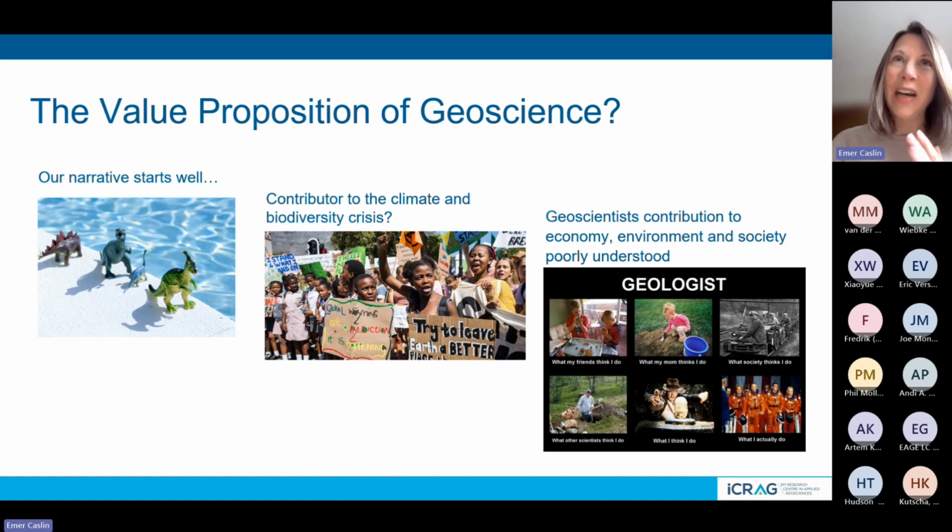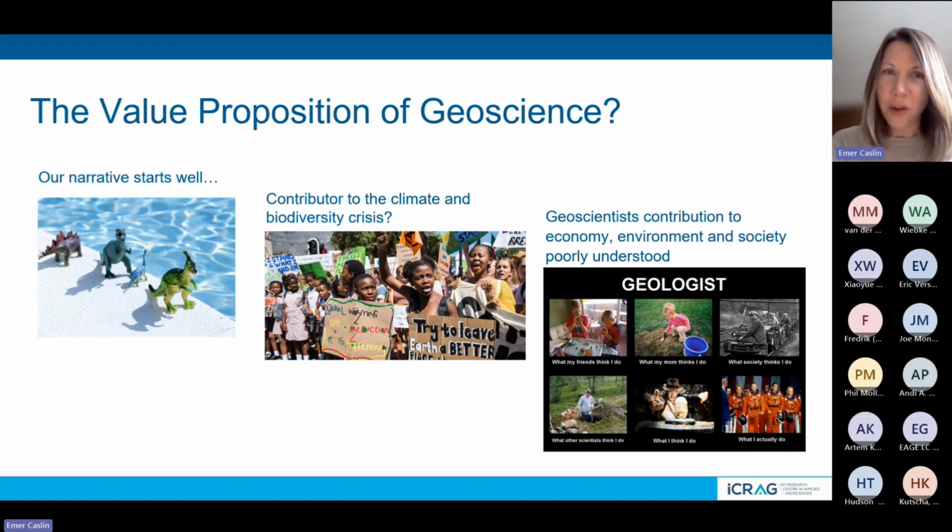But yeah, I suppose the reason that we did this was really just looking at the value proposition of geoscience and how the narrative does start well. I have young children myself who are very interested in dinosaurs and volcanoes and even gemstones. And as they get older, they kind of move away from seeing geoscience as a subject that they'd potentially be interested in. I think generally there can be a perception around the climate and biodiversity crisis, and the fact that geoscience may play a negative role in that narrative.